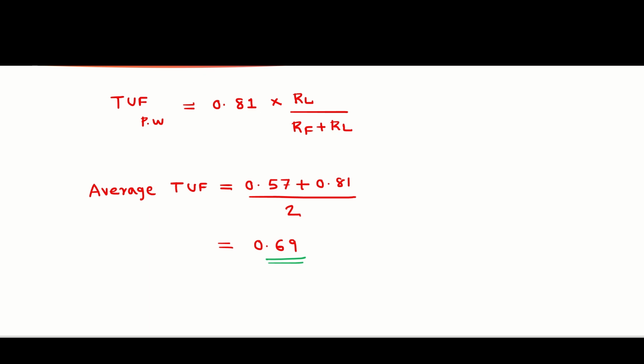How to get the maximum transformer utilization factor? By putting RF equal to 0. When the diodes are ideal, we can put RF equal to 0 so that we will get the maximum transformer utilization factor. So for a center tapped full wave rectifier, the maximum transformer utilization factor is equal to 0.69, whereas in a half wave rectifier, the maximum transformer utilization factor is 0.286. For a center tapped full wave rectifier, it is 0.69.